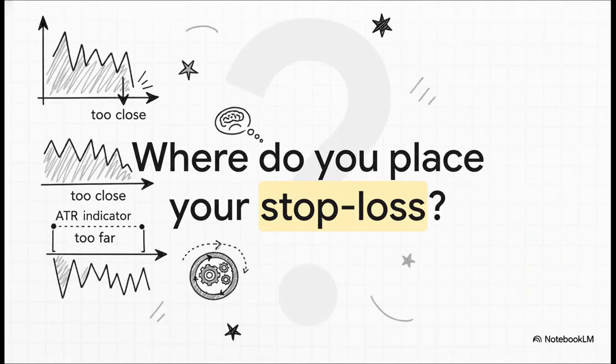This is the question, isn't it? Every single trader, I don't care if you're brand new or you've been doing this for years, asks this. You find the perfect entry, you're all set to go. But where on earth do you put that safety net? You put it too close, and some random, meaningless market spike knocks you out of a good trade. Put it too far away, and you're staring down a massive loss. It's just a constant headache.